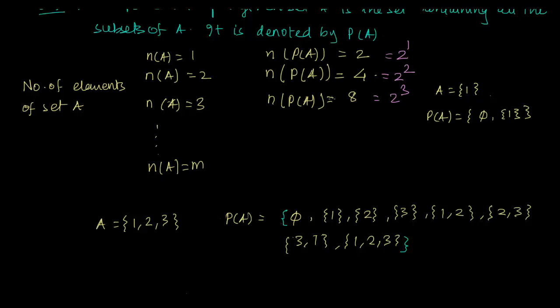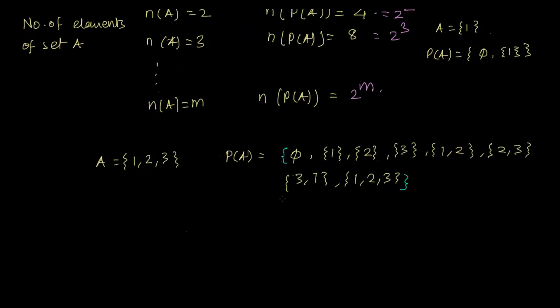So the number of elements of set A goes as the power, right? So the number of elements of the power set of this is equal to what? It is equal to 2 to the power m, correct? It is 2 to the power m. Fine? Do we understand? So that is what a power set is. You find out all the subsets, and the resultant, the collection of all that, is the power set. Fine?